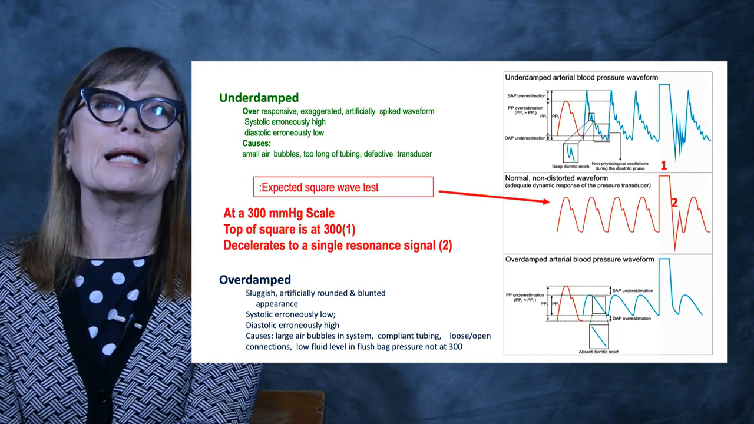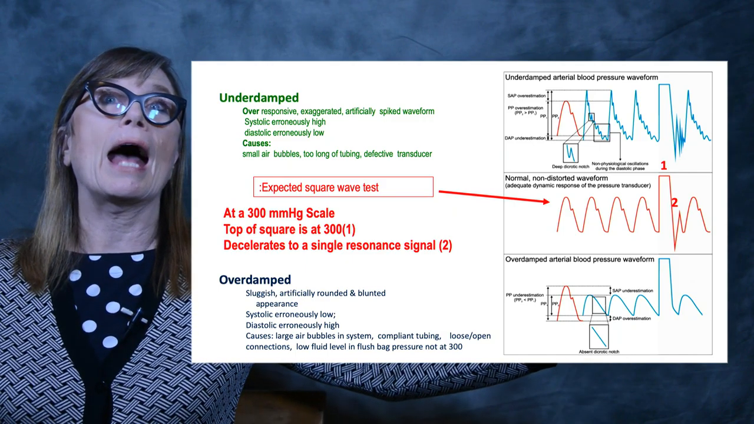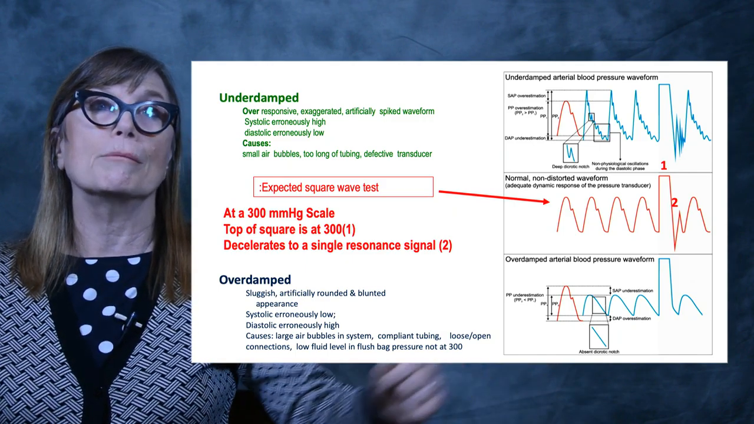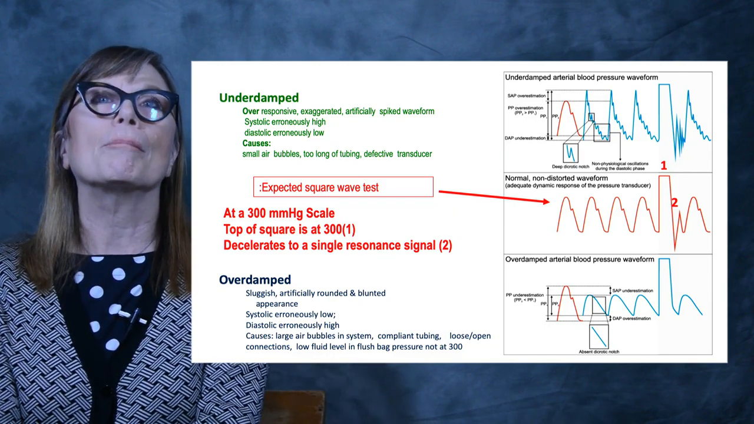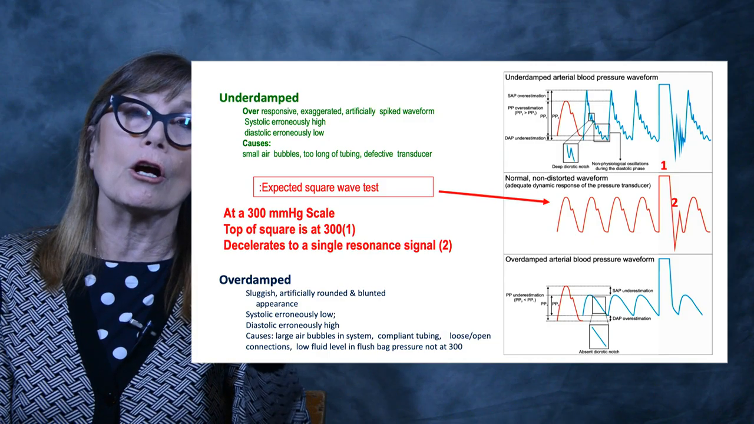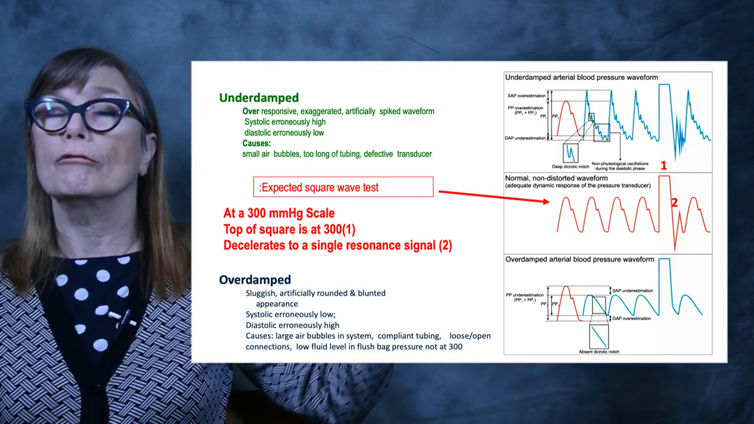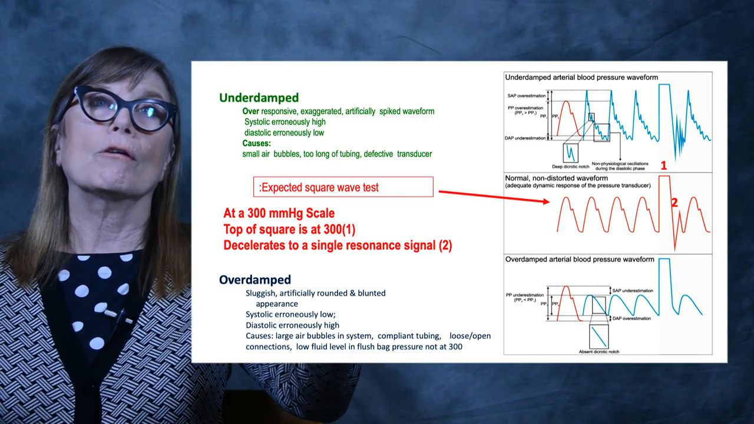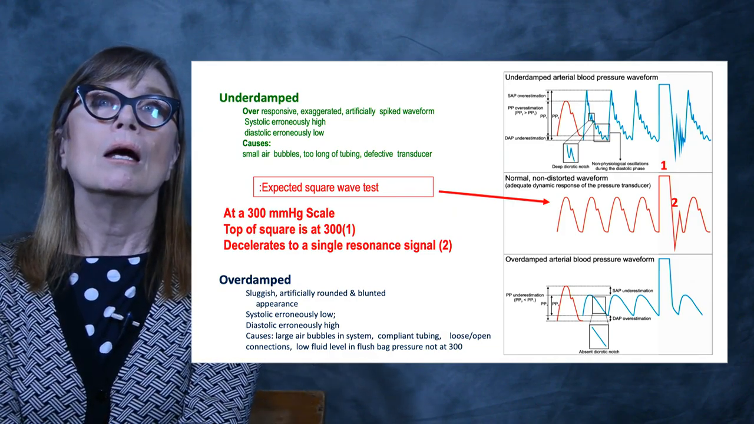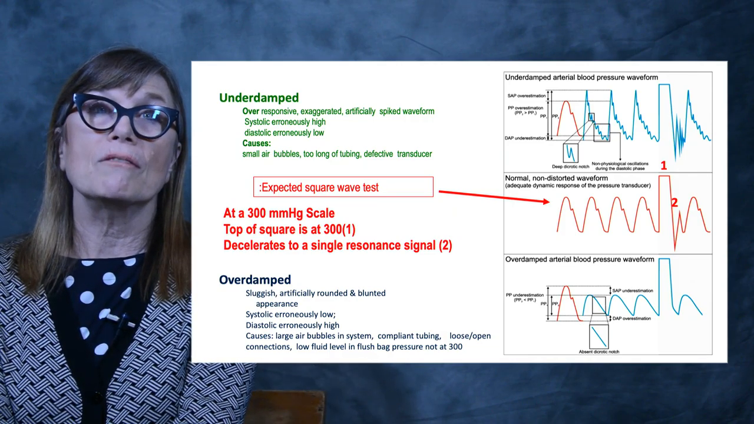This typically occurs because you've added extension tubing to your pressure monitoring kit, so your tubing is too long. It also may occur because there's very small air bubbles in your system, so flush, flush, flush. Take off your extender tubing and do a square wave test again.